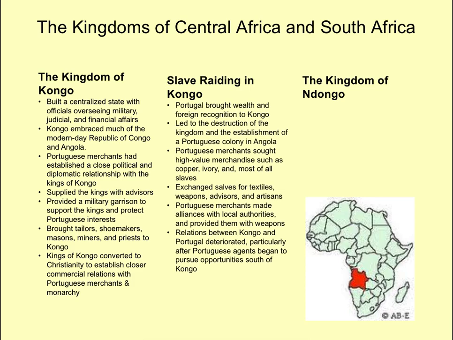So, slave raiding in Congo. The Portuguese brought wealth and foreign recognition, like I said, to the Congo, meaning that they were on the map in terms of Europeans recognizing them. And this will lead to the destruction of the kingdom and the establishment of a Portuguese colony in Angola. So they got backstabbed in a way.